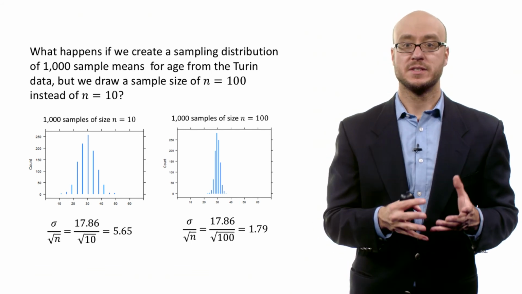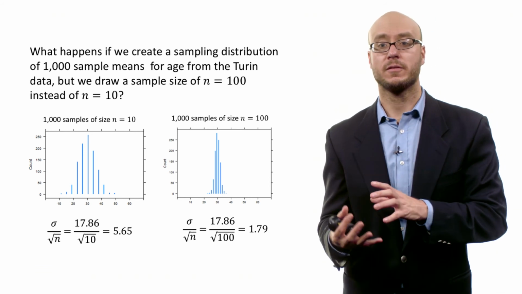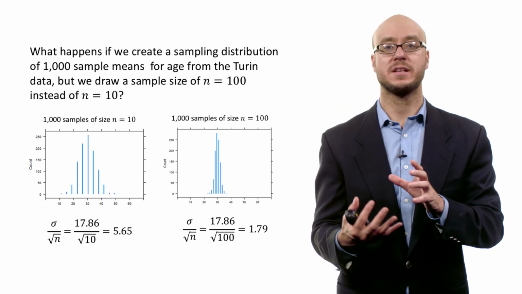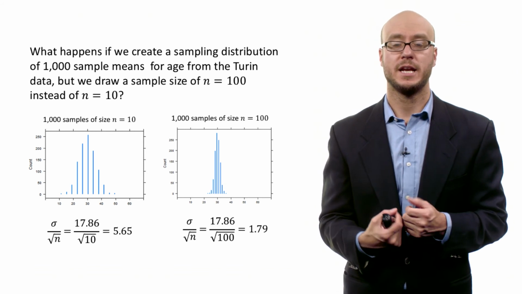On the left-hand side, each of those samples is based on a sample size of 10. For the other graph, we have 1,000 samples based on a sample size of 100. And you can see the spread, the standard deviation of the sampling distribution, how far off we expect the sample means to be, is less the larger the sample size. That should make sense because a standard error is just that population standard deviation divided by the square root of n. The larger that sample size, the smaller the spread.